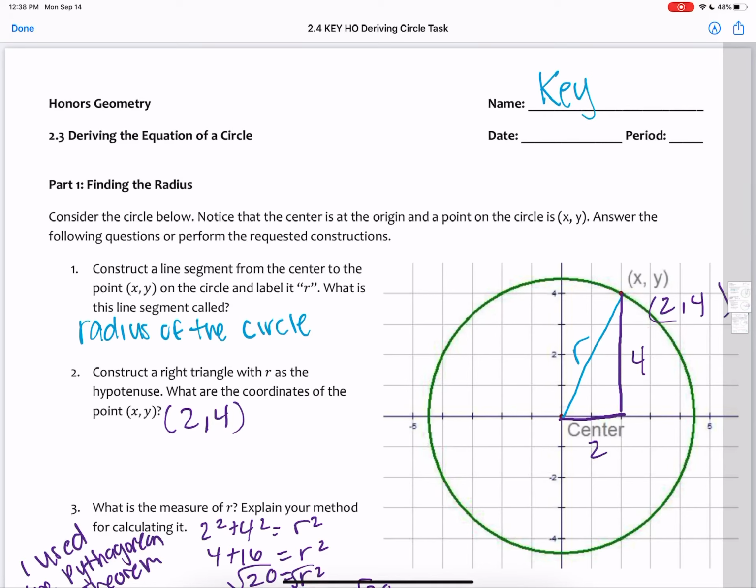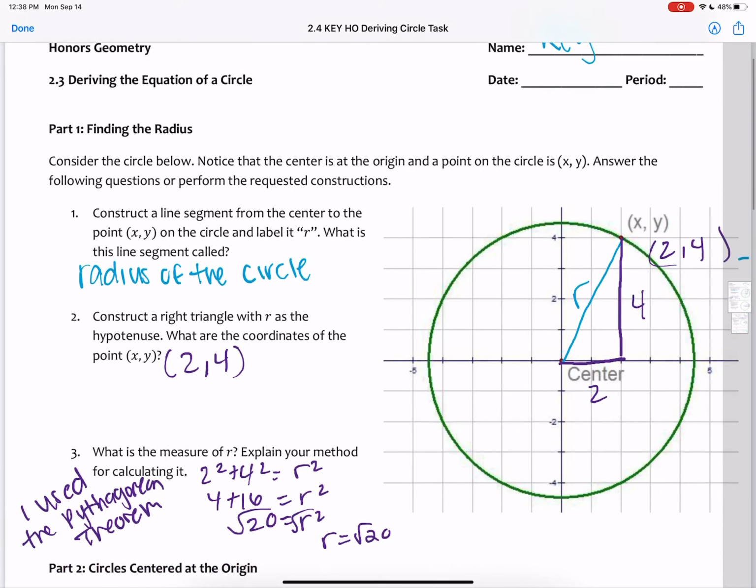So before you start, I really encourage you at home to try this 2.3 deriving the circle equation on your own. It's not too difficult, and it really helps develop that conceptual understanding of why the circle equation is the way it is, what it actually means, and what each part of the circle equation is.